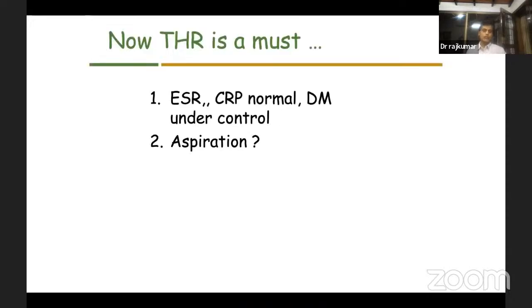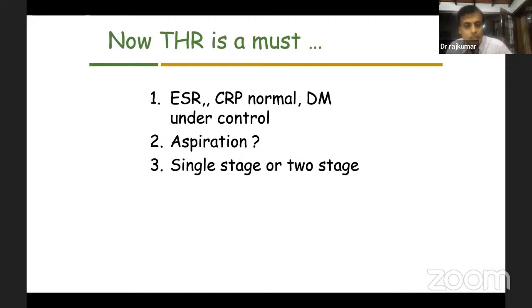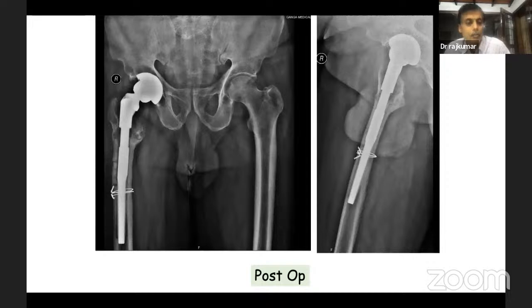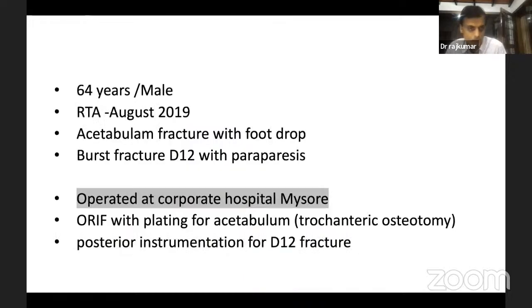Again, do all the investigations. If the investigations are not normal, if there are signs of infection, then do an aspiration. Otherwise, you can remove the implant and then go ahead and do a THR. So here, a modular femoral component was used and an uncemented THR was done.